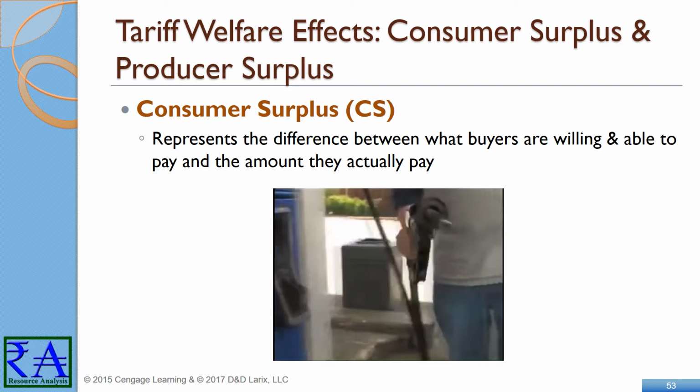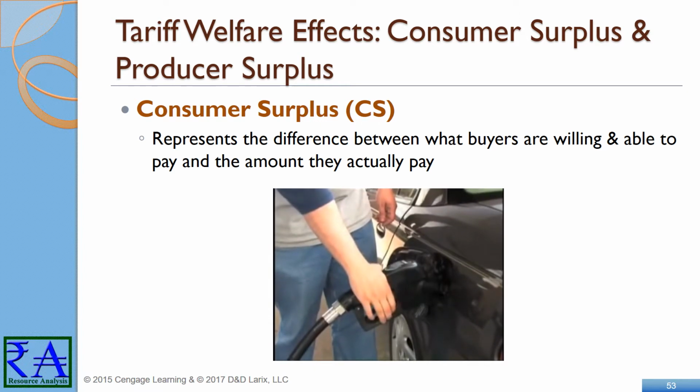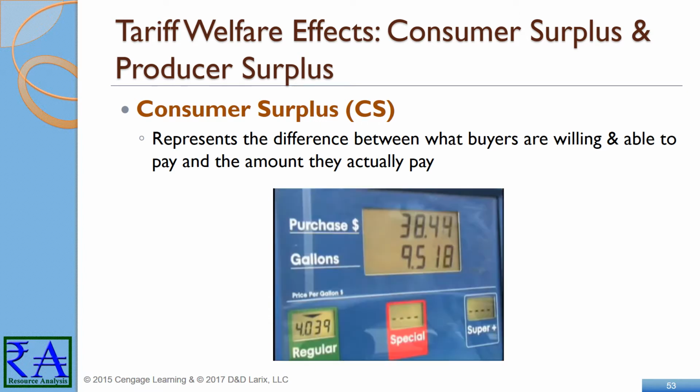You may be able and willing to pay $4 per gallon for gasoline for your car, but today you paid $2 per gallon. Your consumer surplus on the purchase is $2 per gallon, and your total surplus would be multiplied by the number of gallons purchased. If you filled up for 15 gallons, your total surplus hit $30. That works for the single consumer example.